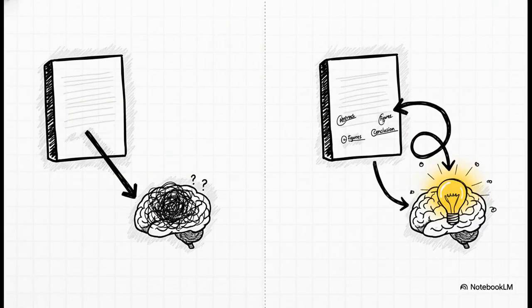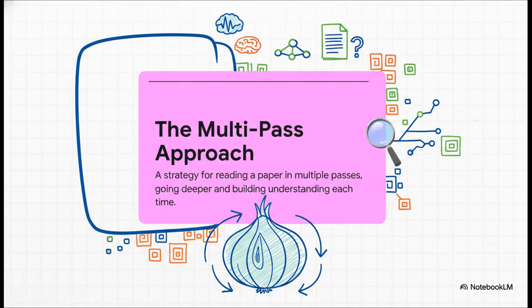And here's the secret. The folks who seem to just absorb all this stuff effortlessly, they're not just geniuses, though many of them are. They have a strategy. They do not read these things from page 1 to the end like a novel. They have a system, a clear plan of attack for every single paper they pick up. And that system is called the multi-pass approach.